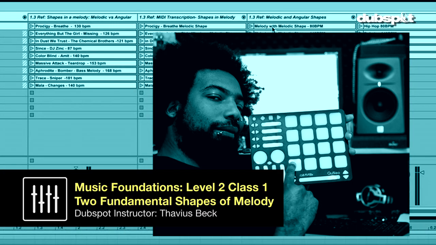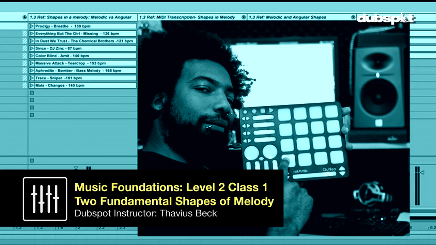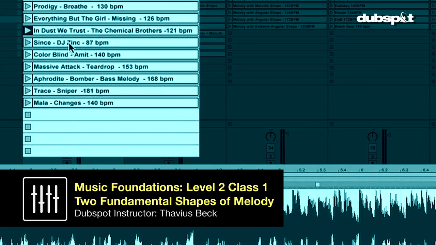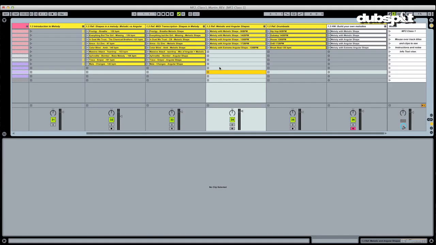Hello, my name is Thavius Beck, and this is an example lesson from our updated Music Foundations course for Dubspot Online. Now, talking about the different types of motion in a melody, it is important for us to understand the two fundamental shapes of a melody. We have melody with a melodic shape and then melody with an angular shape. So what exactly do those two ideas mean, and how are they relevant to us right now?